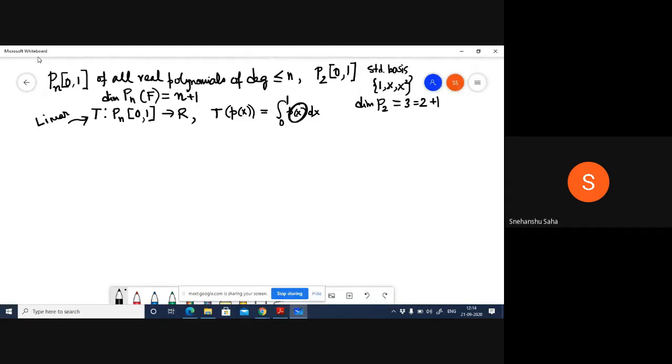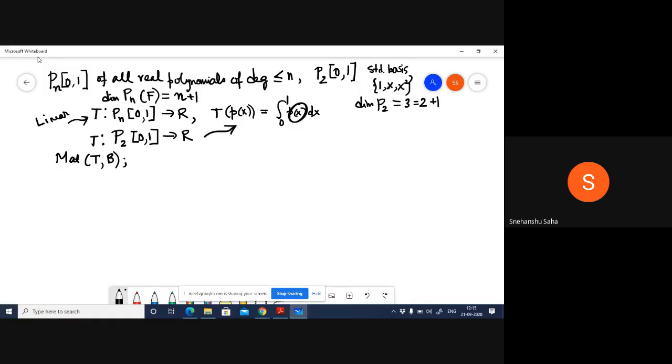Now, what I have here is really P2[0,1], and this is how the transformation is defined. What I need to do first is find the matrix of T with respect to the standard basis, which is nothing but 1, x, and x squared. This is what I need to find.